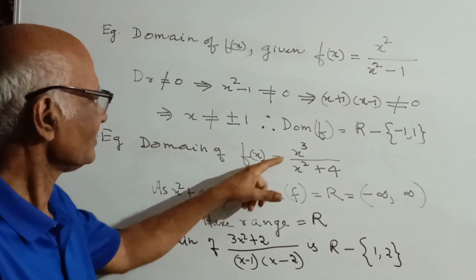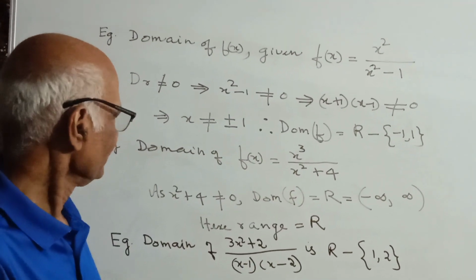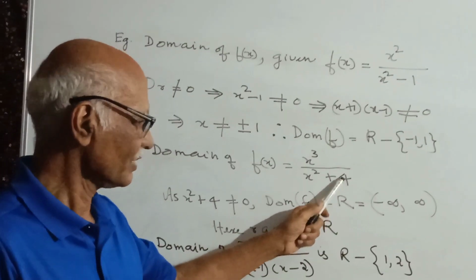Now the domain of f(x) is x cubed by x squared plus 4. The denominator x squared plus 4 is never 0.